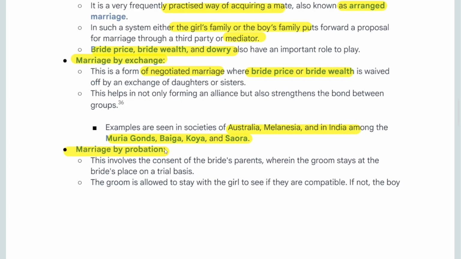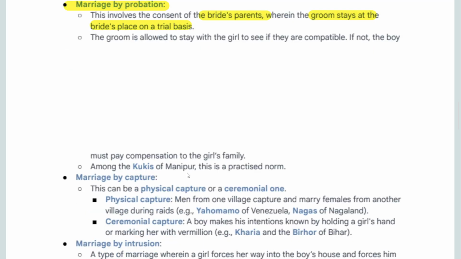Okay. How about marriage by probation? Here, the groom actually goes to live with the bride's family for a trial period. A trial run? Seriously? Yeah, with everyone's consent, of course, parents, the girl. If they get along, great, marriage happens. If not, he might pay some compensation and leave. Practiced among the Kukis of Manipur. Wow. A try before you buy approach. Very practical for compatibility. Reflects different priorities, doesn't it?